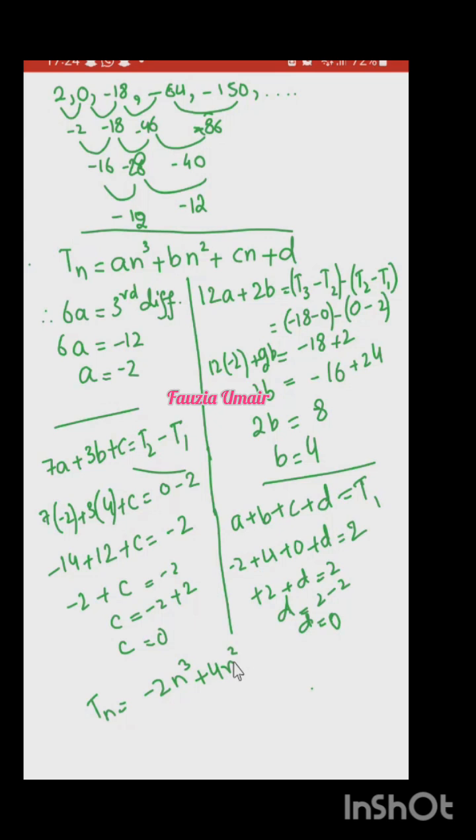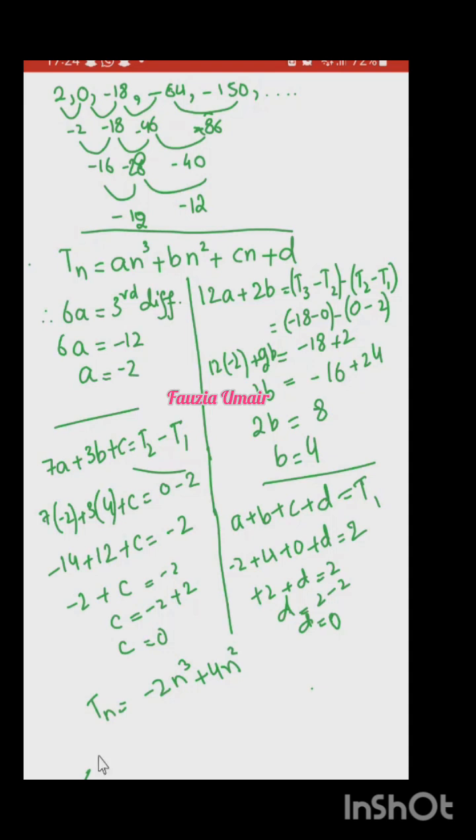Okay, and Kinza, are you there, beta? Yes, miss. So this C part is also 0, so it will not be written in the formula. And D part is also 0. Okay, so this is the general term formula: minus 2n cube plus 4n square. Nice. So now we can verify.